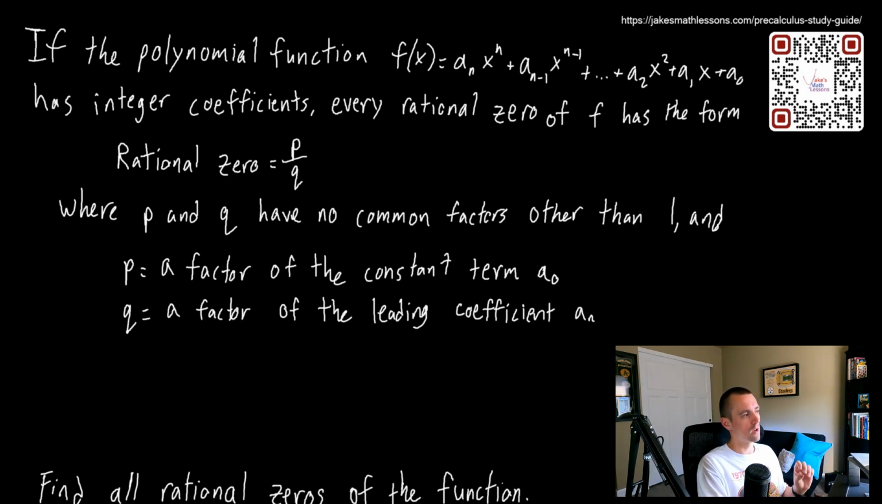So if the polynomial function f of x equals a sub n times x to the n plus a sub n minus 1 times x to the n minus 1, and so on, has integer coefficients, every rational zero of f has this form, p over q. So let's stop there. I want to just talk about this for just a second.